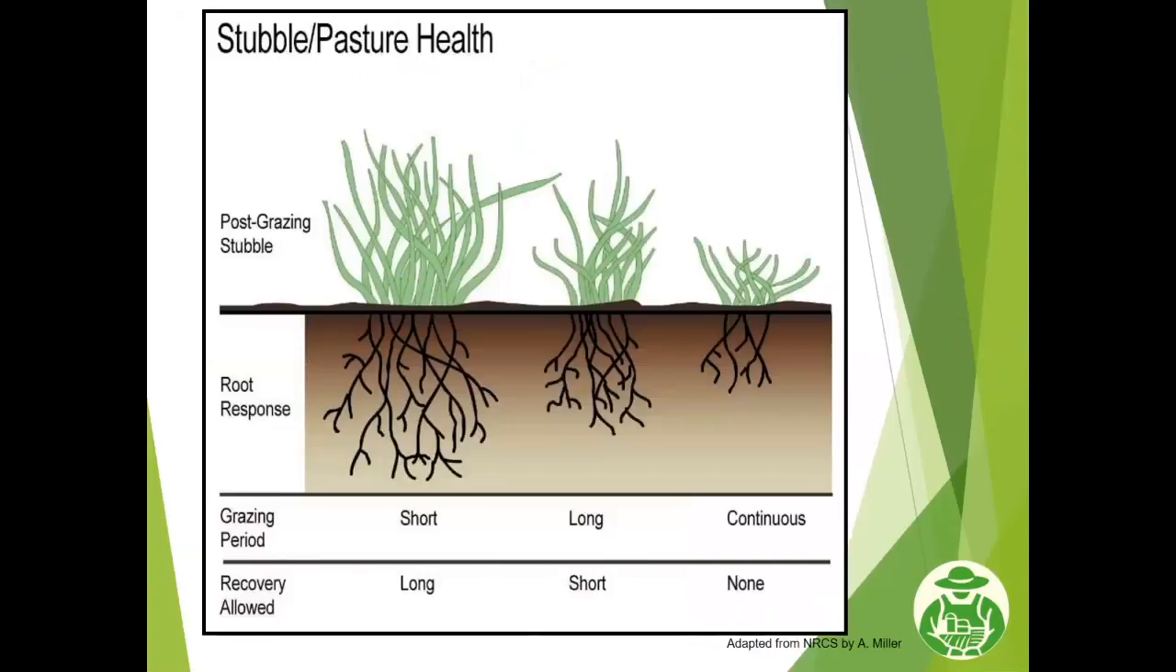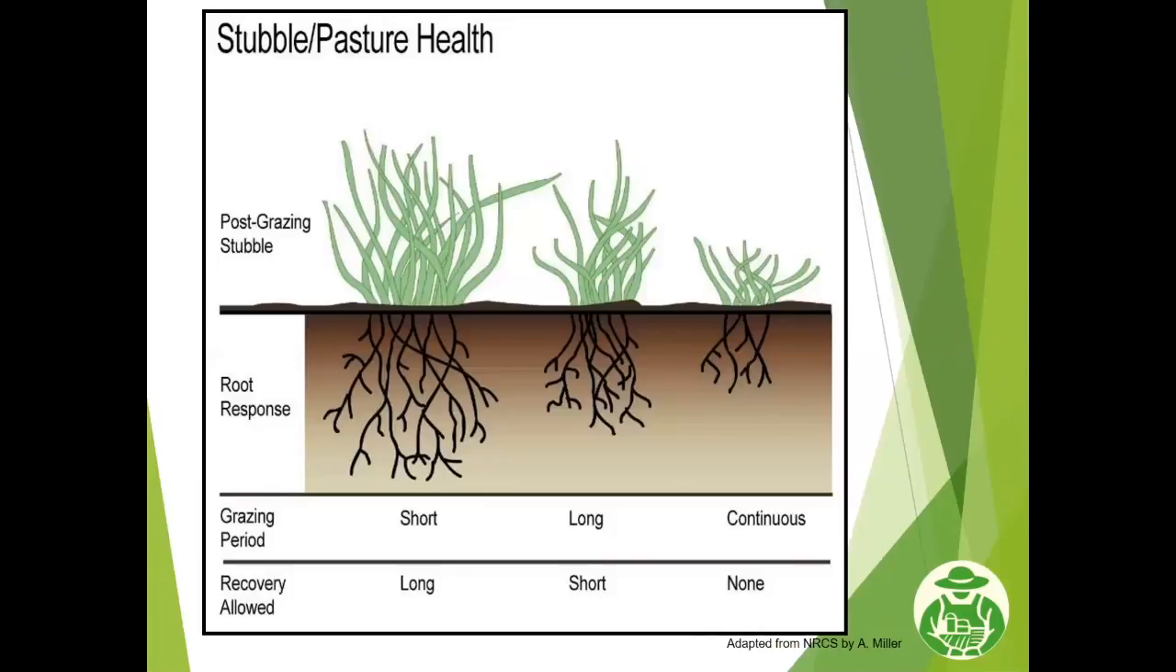This is a really good graphic, I think, that shows the relationship between stubble height, or the height of the plant after grazing, and general plant health overall. Plant roots tend to stay stronger and healthy when grazing periods are short. So when you graze that above ground grass in a short time and allow for a long rest and recovery period, you see the root response is really healthy. There's a lot of root mass underneath.